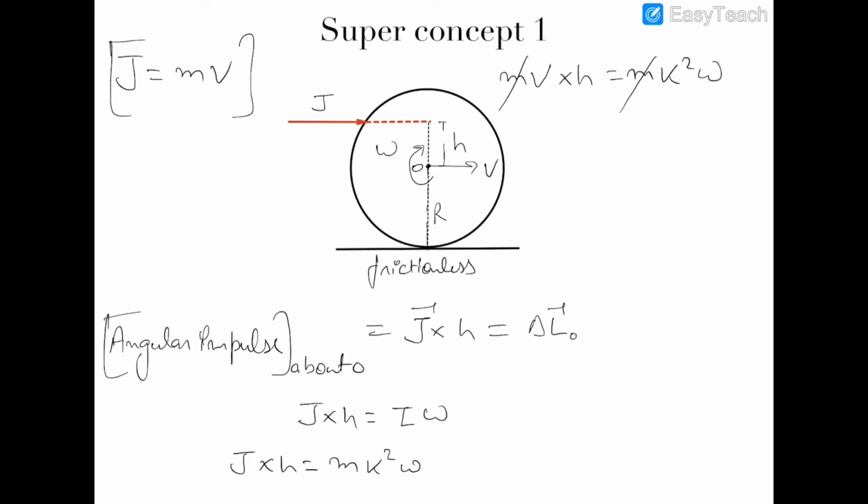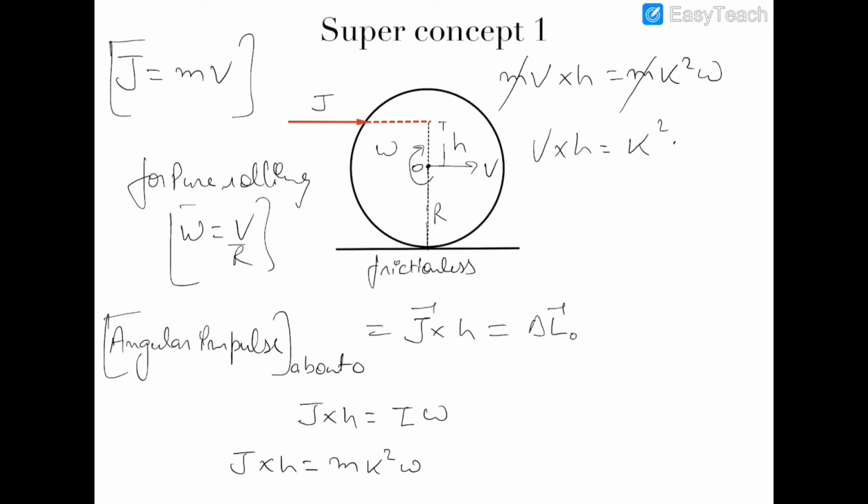Now we know that for pure rolling, omega is equal to v upon r. So v into h is equal to k square into v upon r, and cancelling v with v, h is equal to k square upon r. This means if we apply this force or impulse at a height of k square by r for this object, then it would roll purely without any requirement of rolling friction, and it would roll purely on a frictionless surface also.